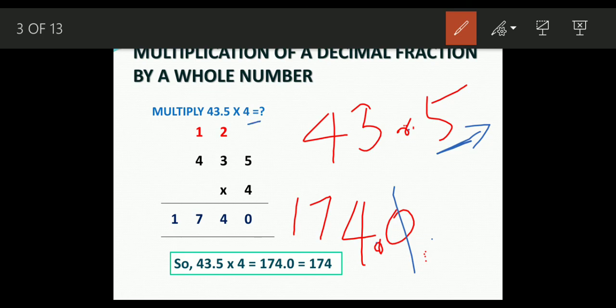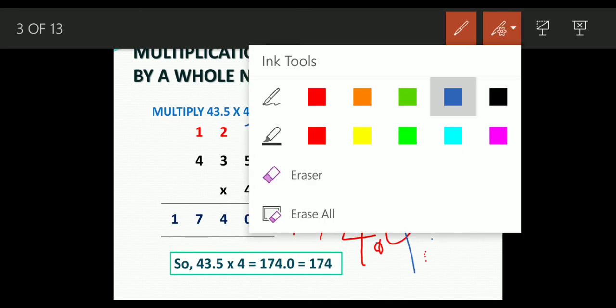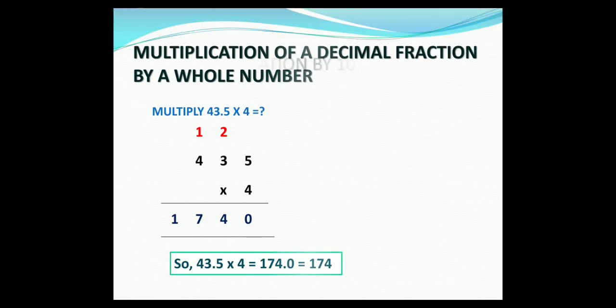Here for 4 I don't have any decimal point, so it doesn't come under consideration. I have a decimal point only in 43.5, so I'm taking only that number. Clear? Understood? Let me explain with another method.